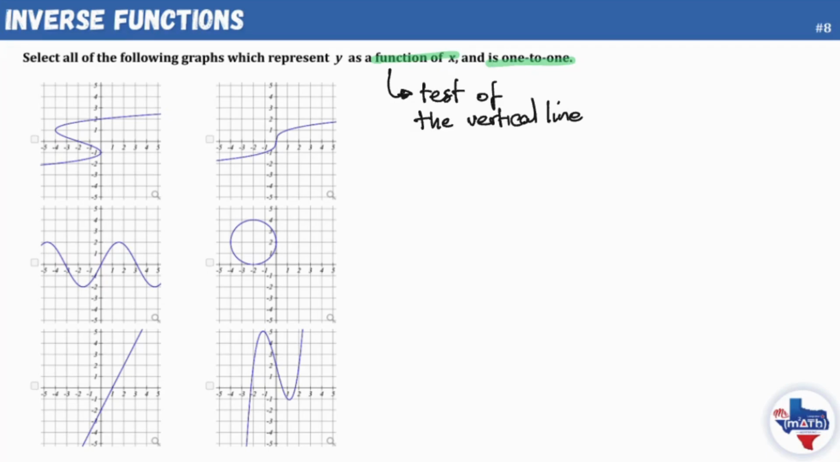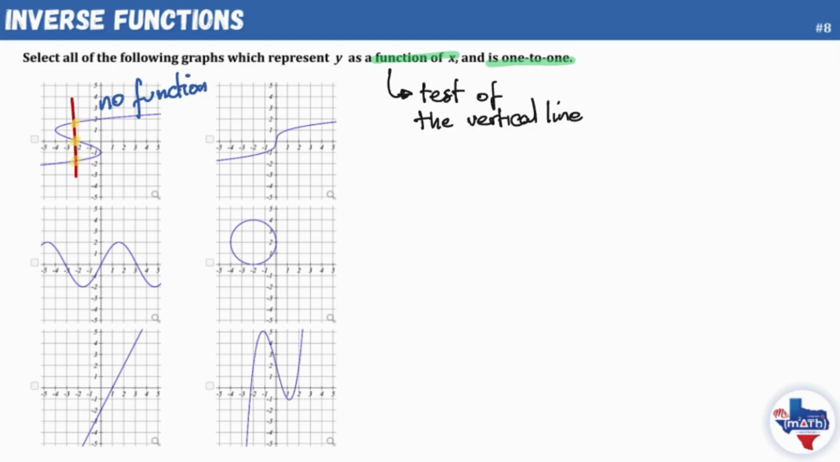So I'm gonna use a red color, and I'm gonna cross the function with a vertical line. Okay, notice that this one cuts in many points there. It's not only in one point. It cuts here, it cuts here, and it cuts here. So because it cuts in 3 points, this one here is not even a function.